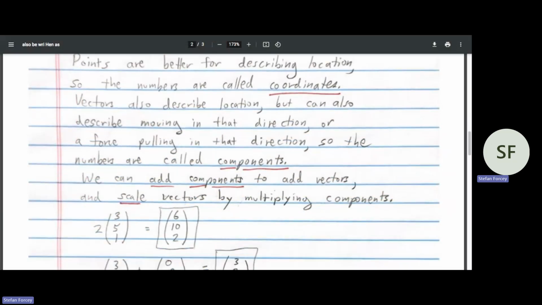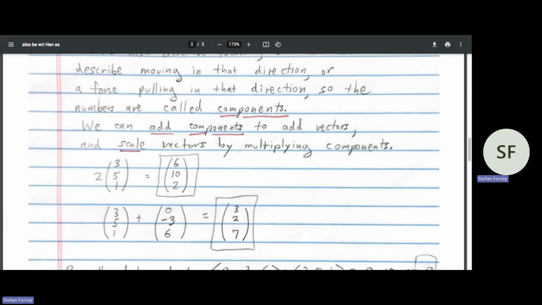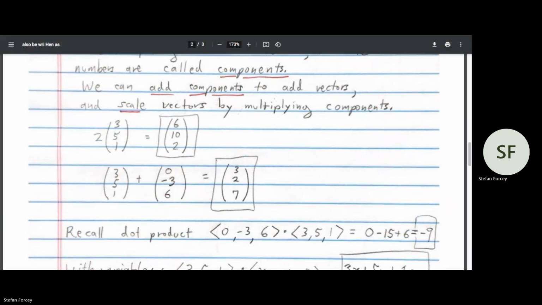So here's how you scale. 2 times 3, 5, 1 is 6, 10, 2. Multiply each number by 2. And here's how you add. You just add the corresponding components. 3 plus 0 is 3, 5 plus negative 3 is 2, 1 plus 6 is 7.